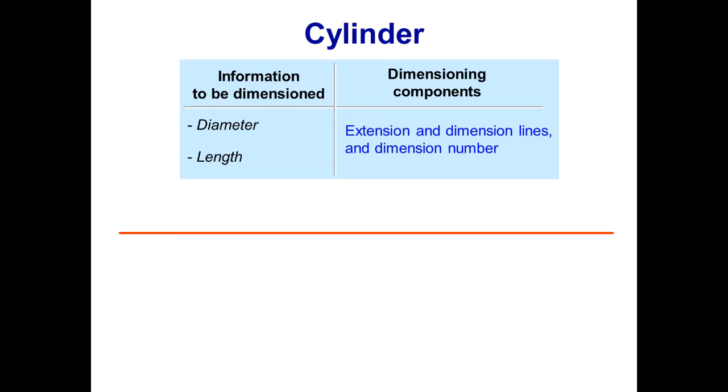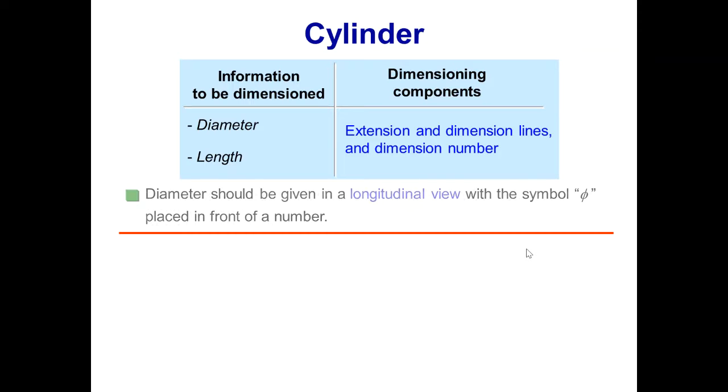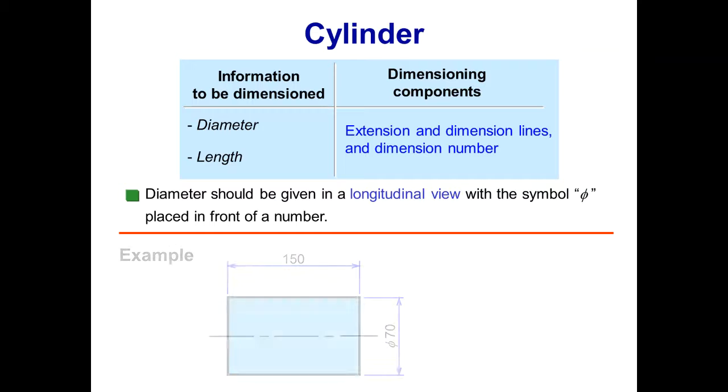Then you have a cylinder. For example, if you have a cylinder and you need to dimension it, the information that you need to dimension are the diameter and the length, and the dimensioning components that you will use are the extension and the dimension lines and the dimension number. Diameter should be given in a longitudinal way with the symbol of a phi, which is the symbol used to represent the diameter and placed in front of a number.